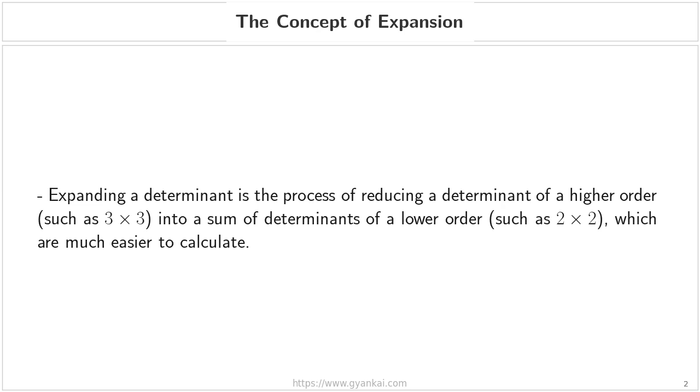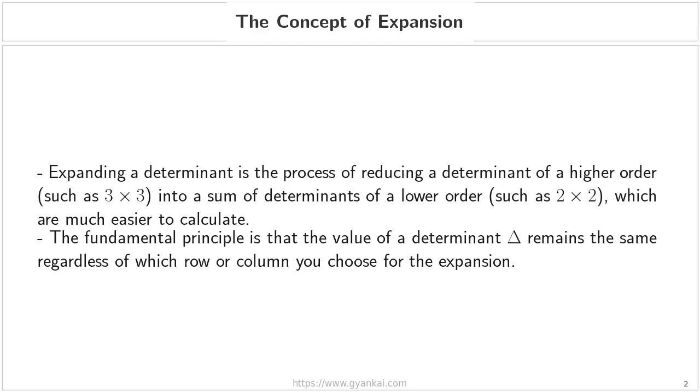The concept of expansion. Think of expanding a determinant as a way of breaking down a complex problem into smaller, more manageable pieces. When we talk about a higher-order determinant, like a 3x3 matrix, it can look a bit intimidating to solve all at once. Expansion is the process of reducing that larger determinant into a sum of smaller, lower-order determinants, for instance, turning a 3x3 into several 2x2 determinants. These smaller versions are much easier and quicker to calculate.